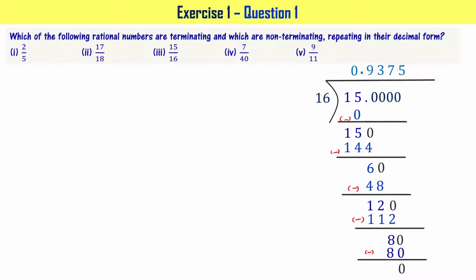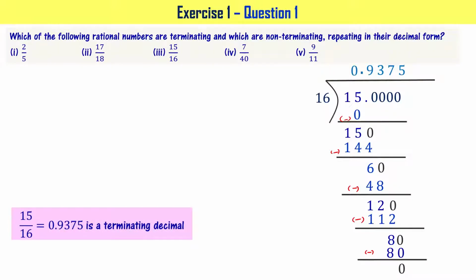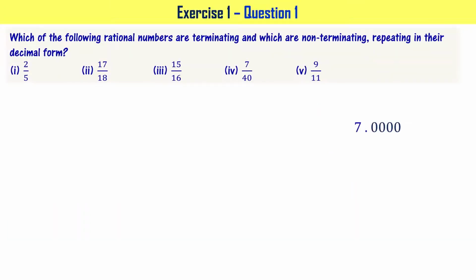Now we can write 15 by 16 as 0.9375, right? 0.9375 is a terminating decimal because after 5 there is nothing. We got remainder as 0 here, right? So 15 by 16 is a terminating decimal. Got it? Now let's look at the next part of the problem, that is 7 by 40.